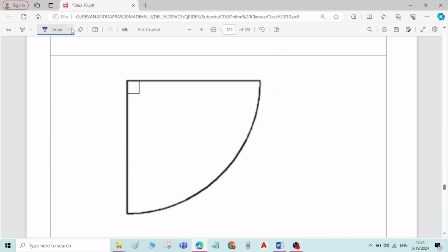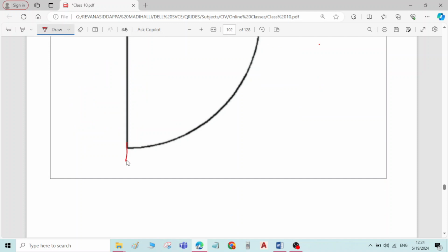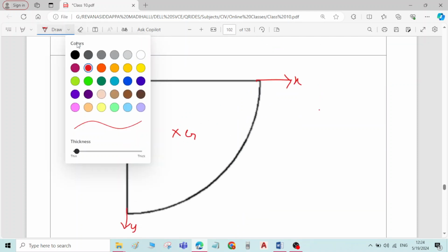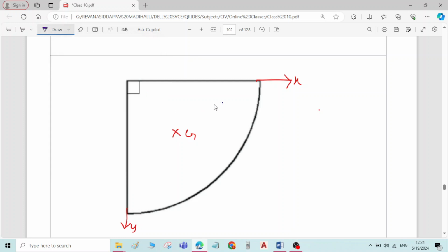Now for this case, if I take the reference axis like this, x and y, and G is the centroid, it is coming in the fourth quadrant now. In the fourth quadrant y is negative, so y bar is equal to minus 4r by 3 pi, and x bar is equal to plus 4r by 3 pi. X is positive and y is negative.